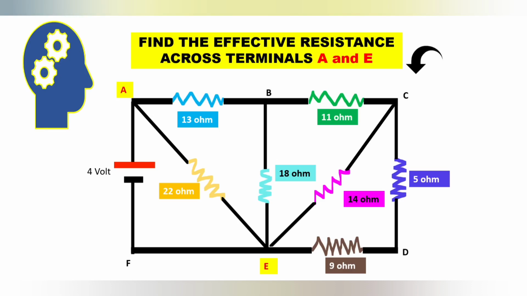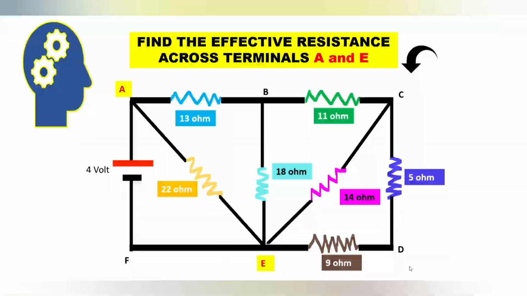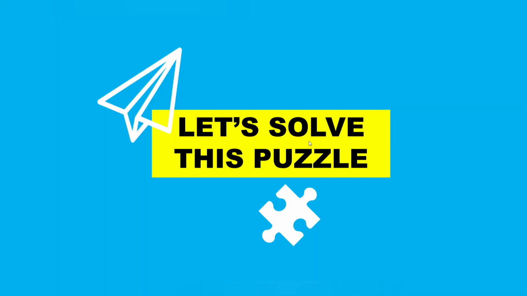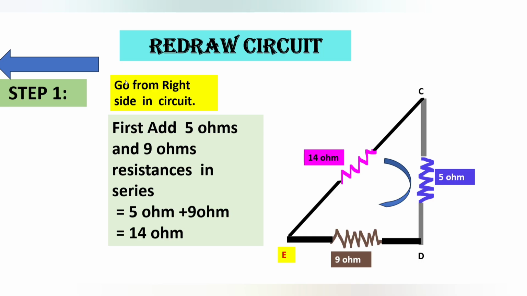Find the effective resistance across terminals A and E. Let's solve this puzzle. Step one: go from the right side in the circuit. First, add the 5 ohm and 9 ohm resistances in series.